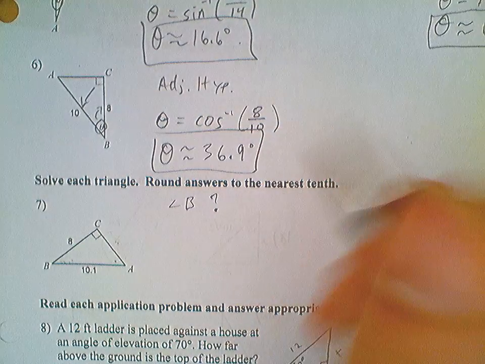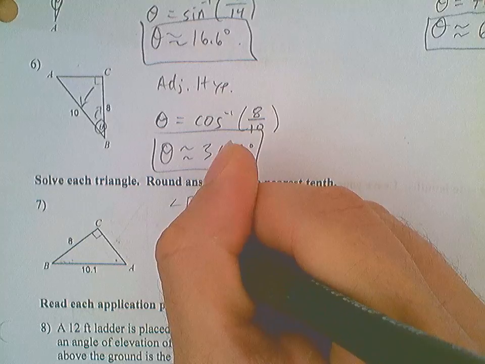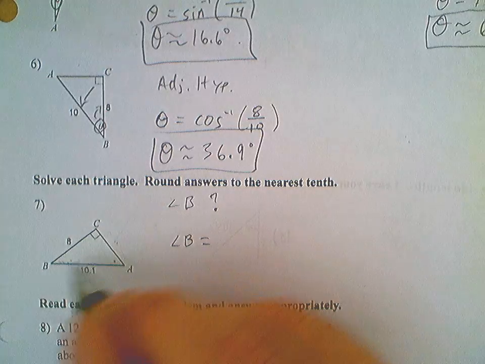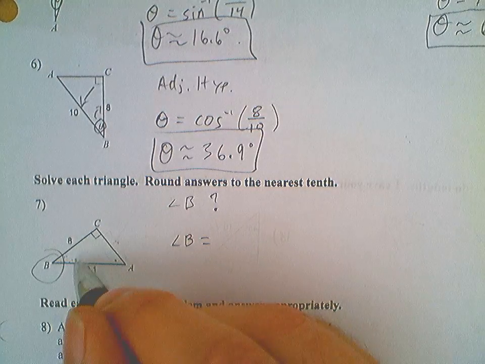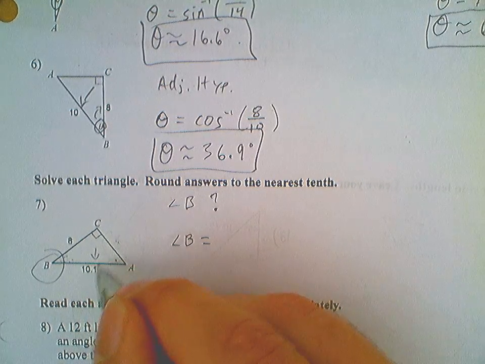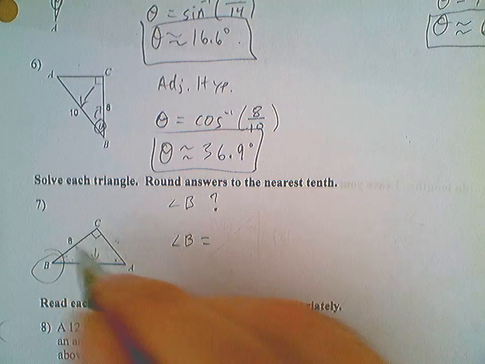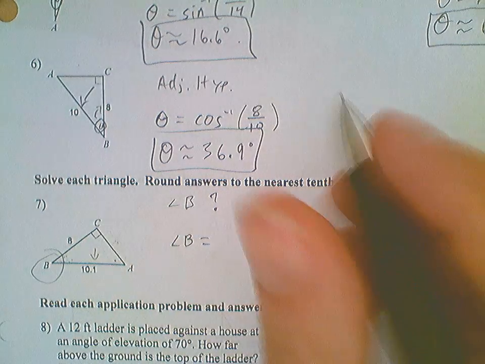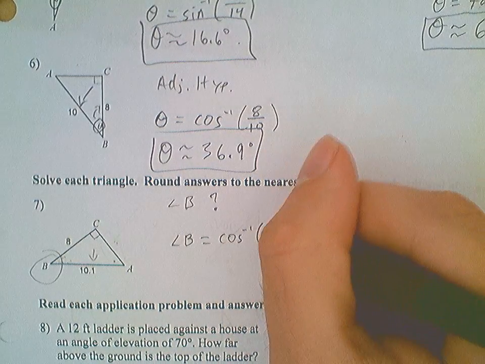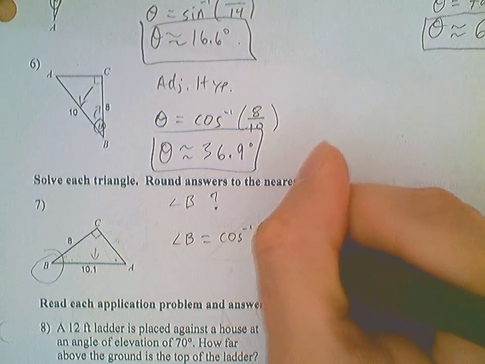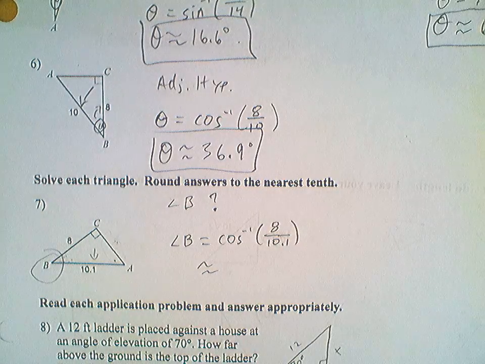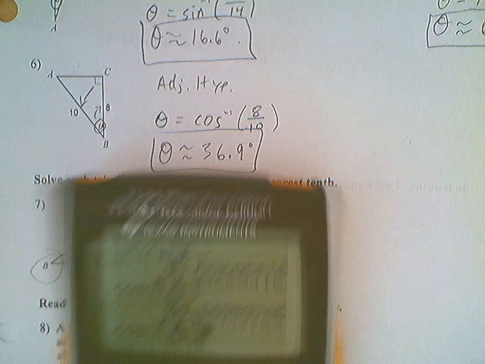It is an angle, so I'm going to make use of those inverse trig functions. So angle B, let's figure out what function to use here. Looking at angle B, the two sides that I know currently are the hypotenuse and the adjacent side. So adjacent and hypotenuse. That would make this a cosine problem. So I'm going to do the inverse cosine of adjacent over hypotenuse. So 8 over 10.1.